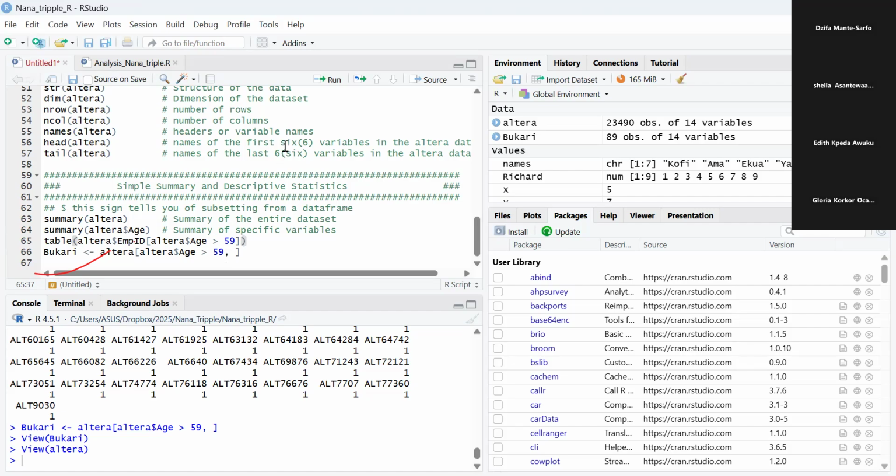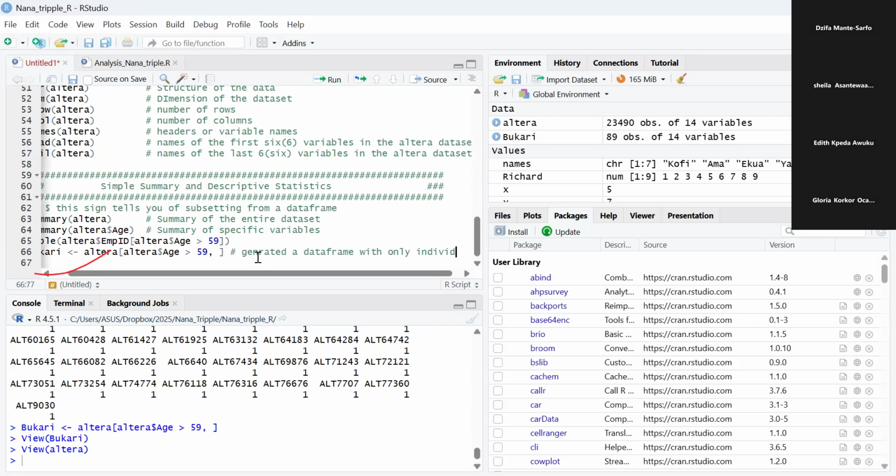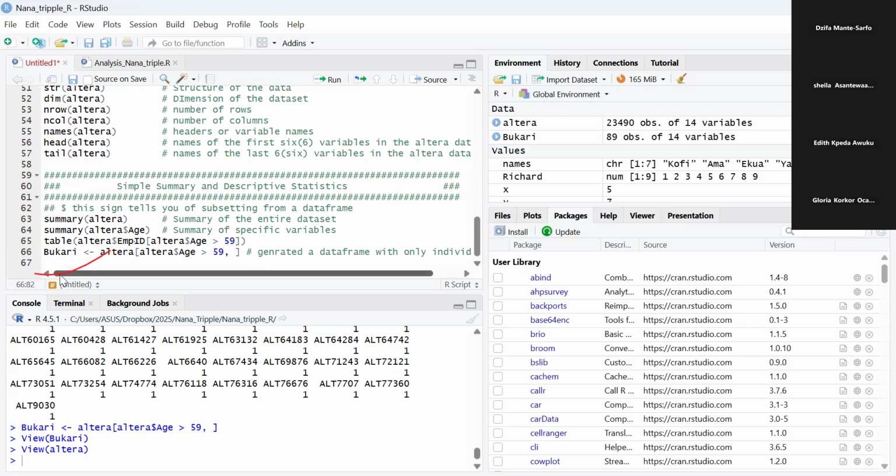Now, if you are okay with this, what did we do here? We just generated a data frame with only individuals. What did I say? Individuals what? With only individuals having ages greater than what? 59.